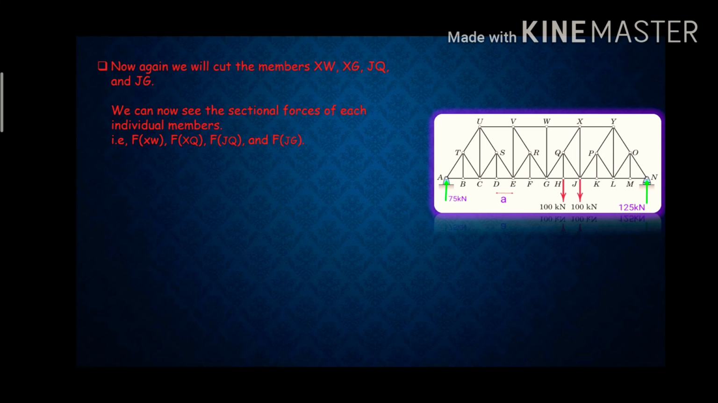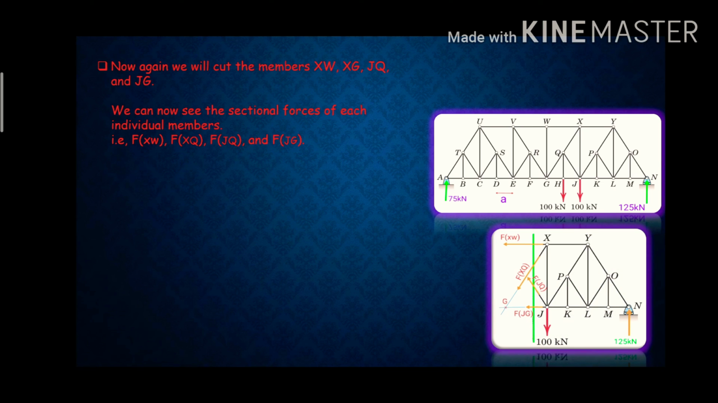Here now we will again cut the members XW, XQ, JQ and JG, other than the previous members that we have cut. So here we will see that the sectional forces of each individual member are F of XW, F of XQ, F of JQ and F of JG. There are a total of 4 sectional forces.